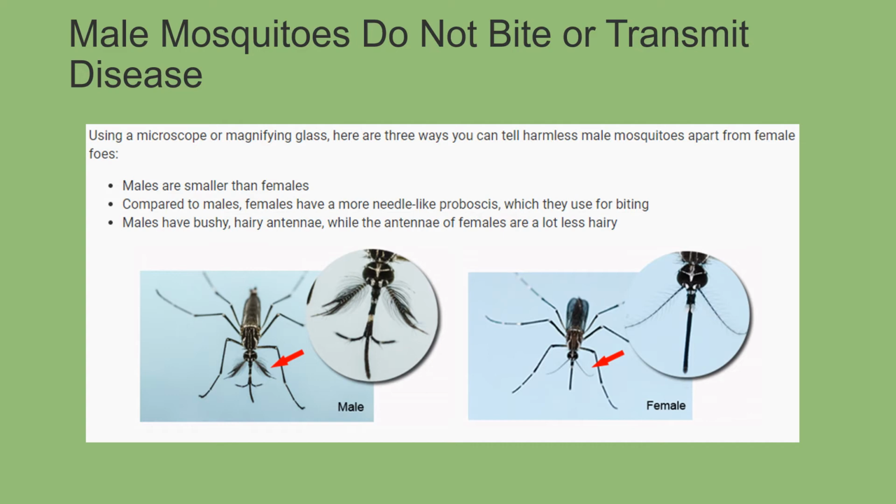Using a microscope or magnifying glass, here are 3 ways you can tell harmless male mosquitoes apart from female foes. Males are smaller than females. Compared to males, females have a more needle-like proboscis, which they use for biting. Males have bushy, hairy antennae, while the antennae of females are a lot less hairy.